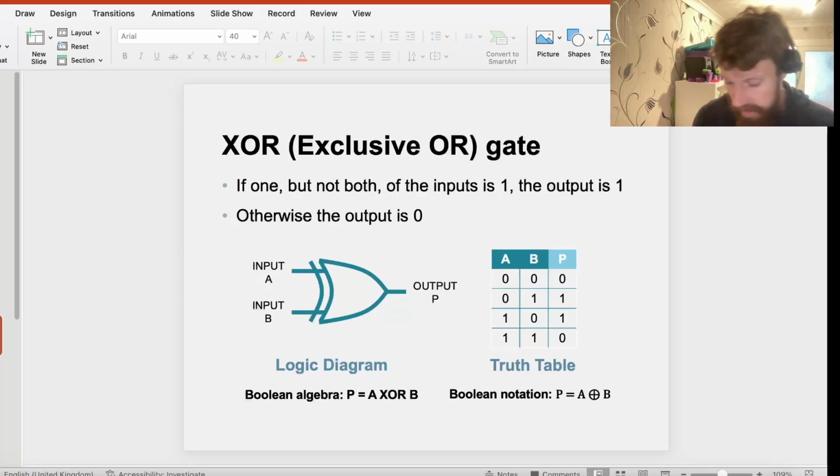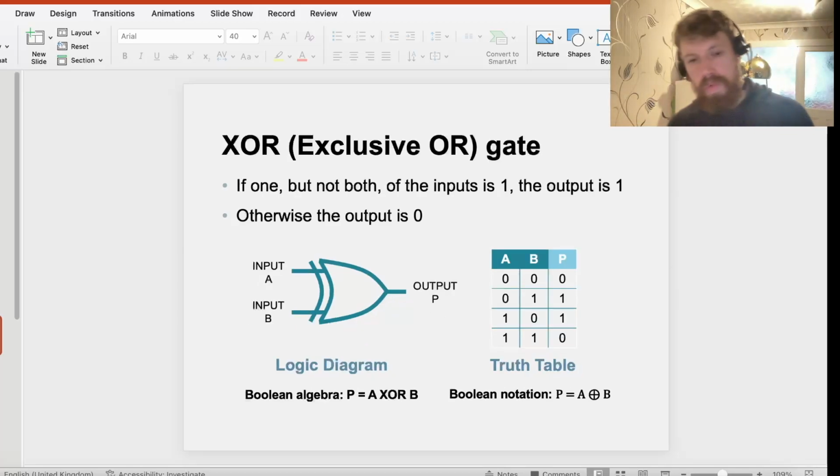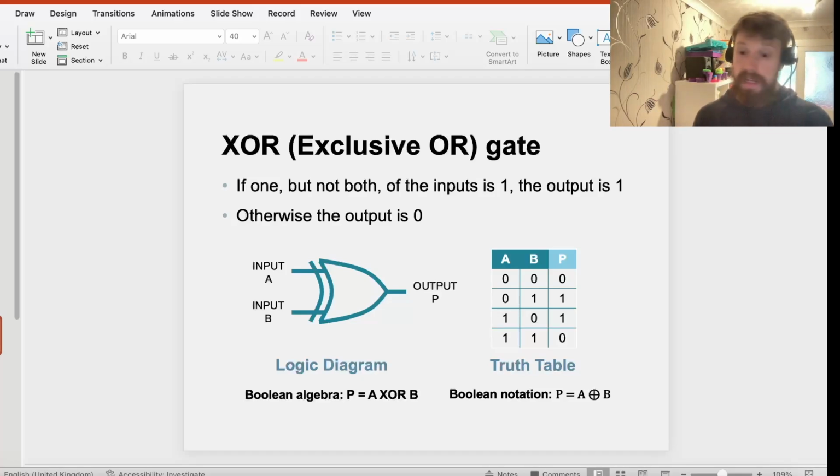Now going into some of the gates which you won't have seen in any of the GCSE courses. The XOR gate is what's called exclusive OR. Some people call it X-OR, some people call it ex-OR.